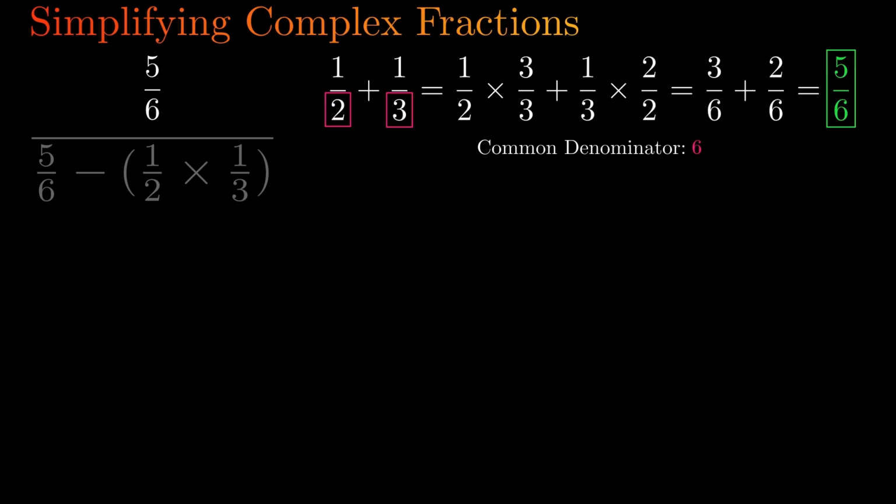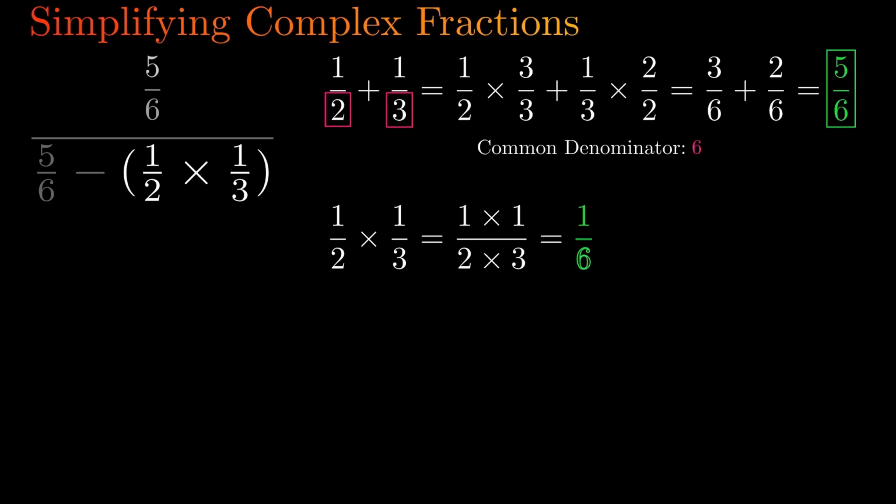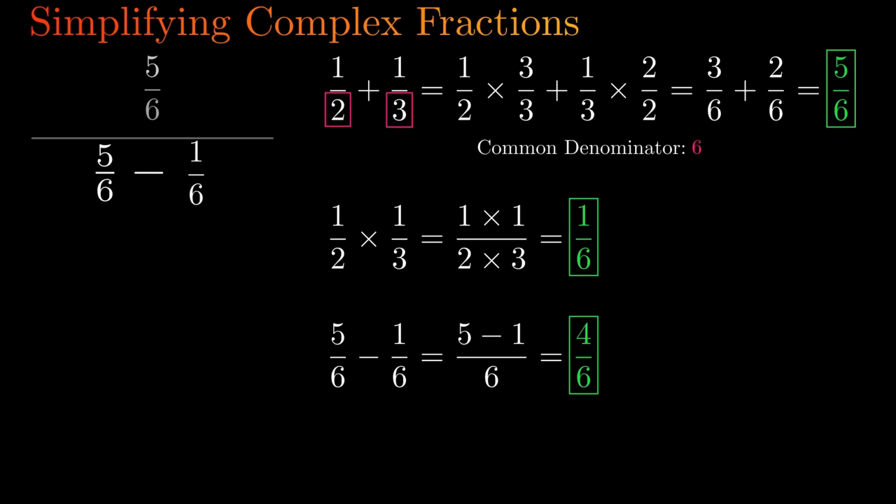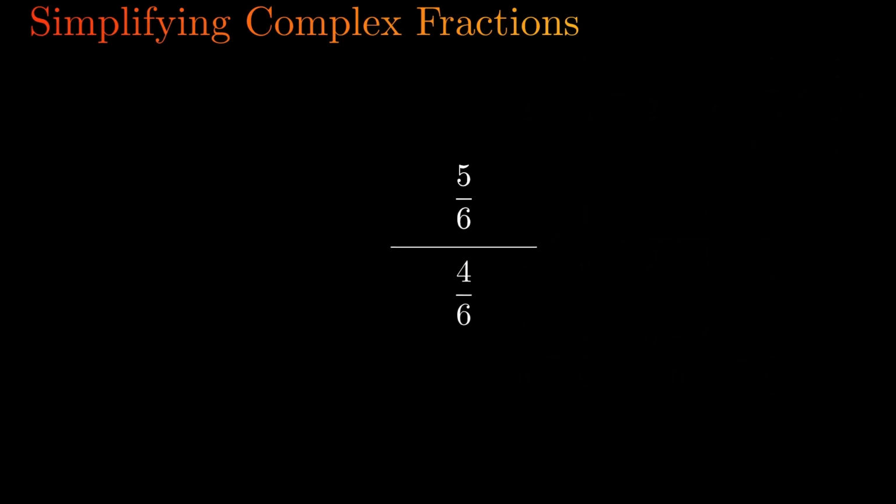Step 2, the basement. We have subtraction and multiplication. Order of operations tells us we multiply first. 1/2 times 1/3 is 1/6. So now we have 5/6 minus 1/6. That gives us 4/6. So let's look at the whole picture again. The monster is gone. Now we just have 5/6 divided by 4/6.